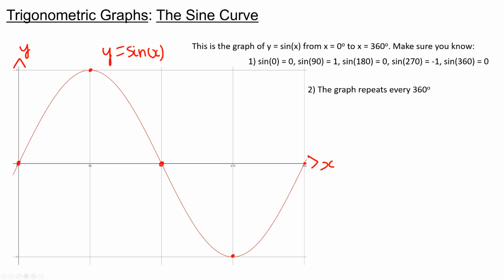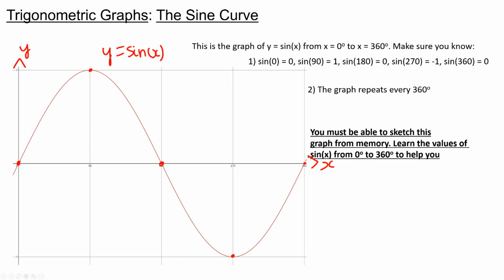The graph also repeats every 360 degrees. It doesn't just finish between 0 and 360. You must be able to sketch the curve. So what I would say is, if you learn the values here, so if you learn that sine of 0 is 0, sine of 90 is 1, and so on, you should have no problem sketching the curve from memory.